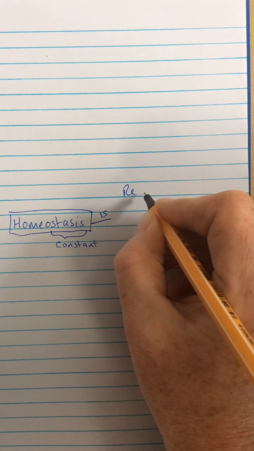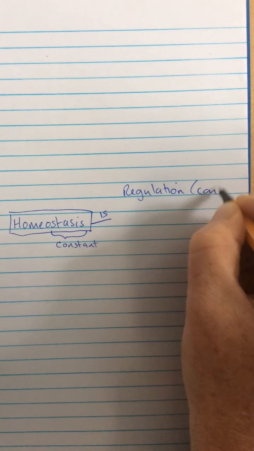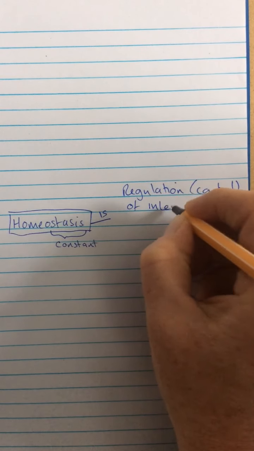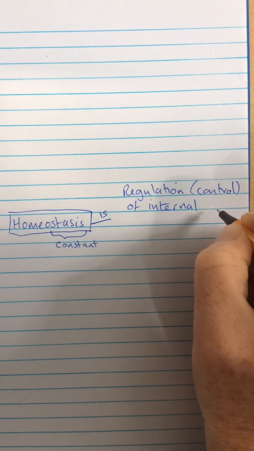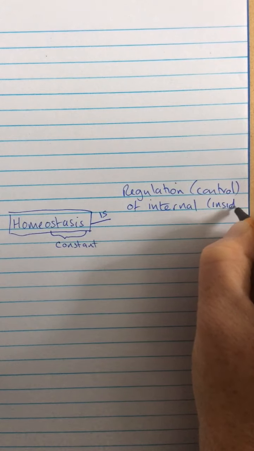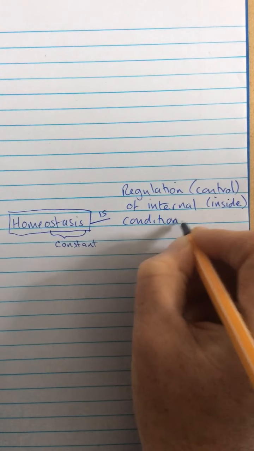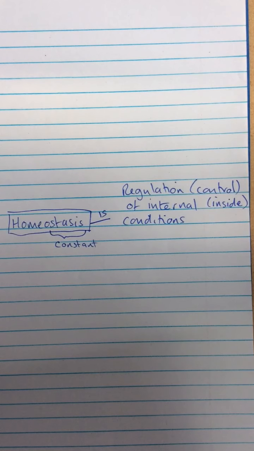So a better word for control is regulation. So regulation, which basically means control, of internal (internal means inside, let's put that in brackets as well) conditions. Okay, so homeostasis is the regulation or control of your internal conditions, and the reason, so quite often this would be a 2 marker in an exam, so that would be like 1 mark.